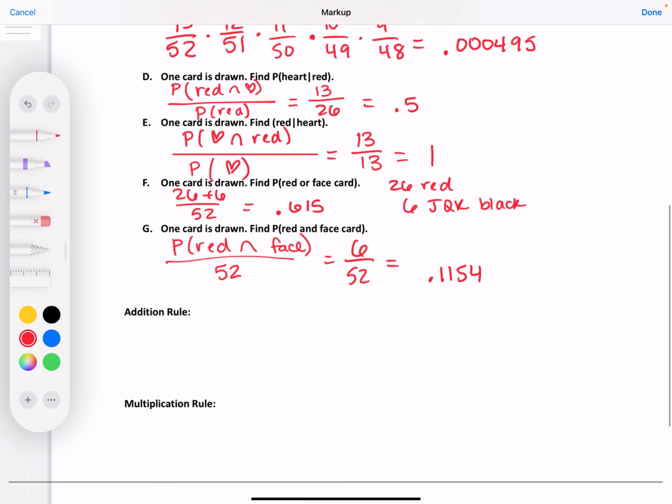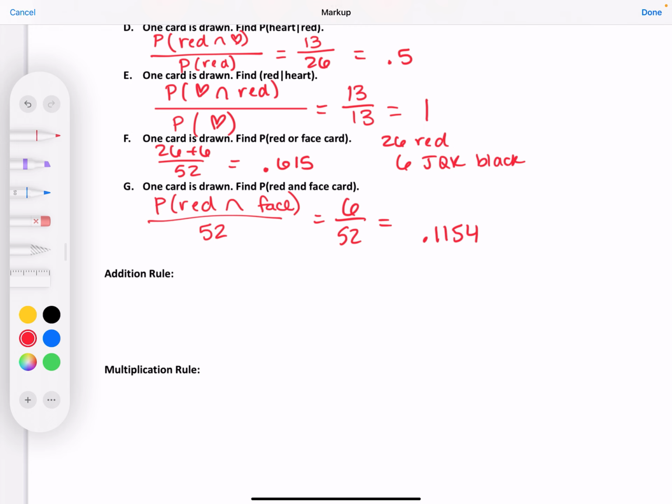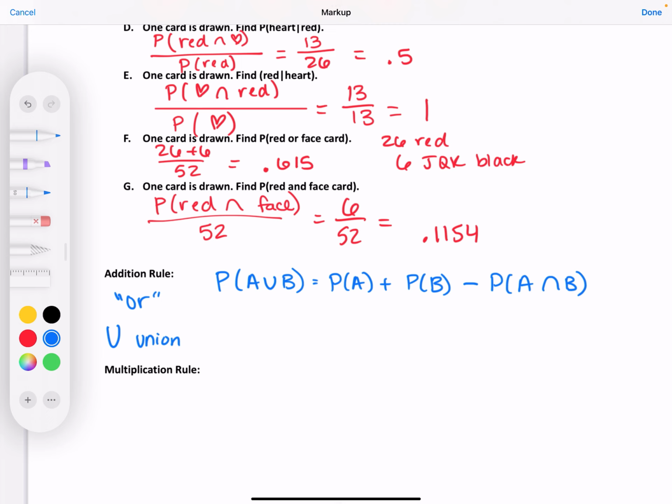All right, so then just these 2 rules. I know they're in the notes, but just to have them here handy. The addition rule: think "or" or "union." Those are the 2 words that'll clue you in that you're using the addition rule. So the probability of A union B is equal to the probability of A plus the probability of B minus the probability of A intersect B. So we've got to get rid of the overlap one time because it's occurred twice when we've added them together.